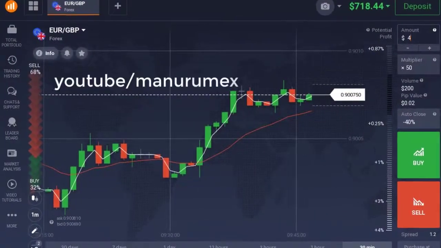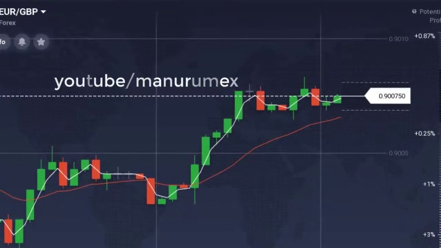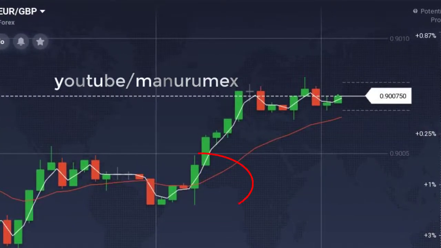Now, you can see white and red lines. According to this strategy, when the lines cut, the market is understood and traded. See this cutting point? You can see the white line cuts the red line and goes up. At that time, we should trade higher. You can see it, this time the market goes up.